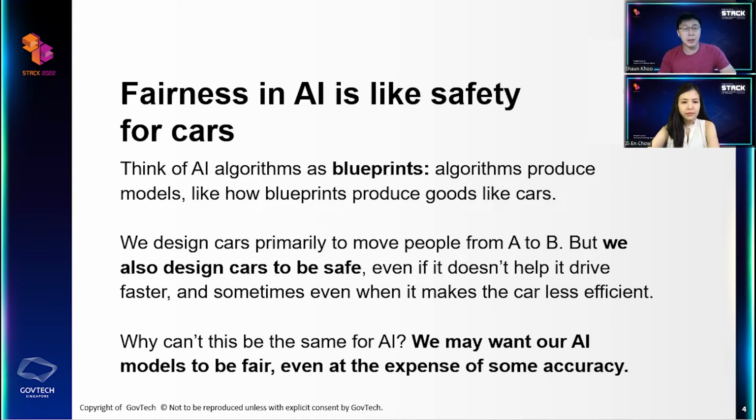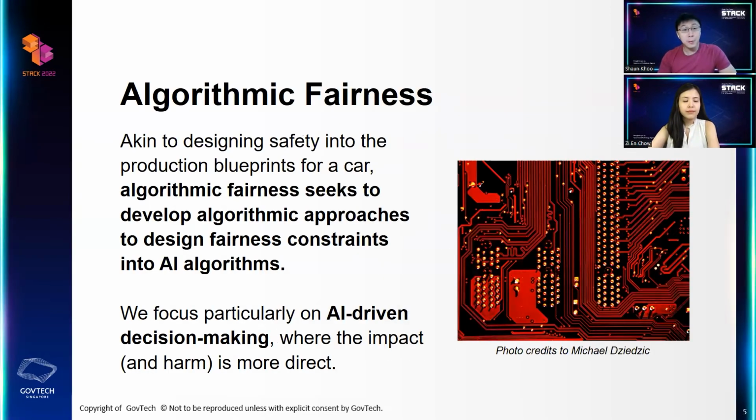And that's really the perspective that we're taking today and bringing into the research, especially in the world of algorithmic fairness. Algorithmic fairness, now that I'll explain it, is a subfield within a broader category of machine learning and computer science that seeks to develop algorithmic approaches to design fairness constraints into AI algorithms. This is very much like our analogy on designing safety into the production blueprints for a car.